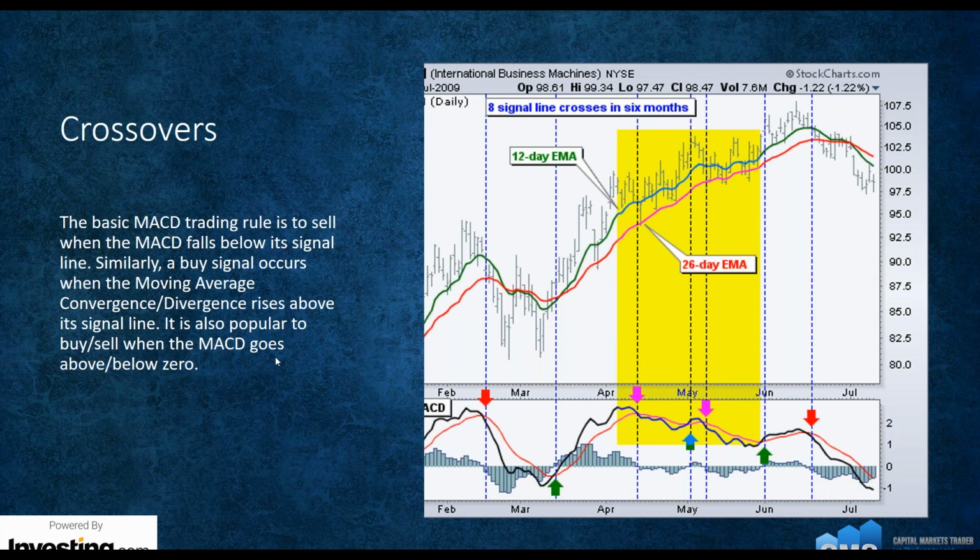So remember, as I explained to you, when they cross over, they're always at zero. But the basic MACD trading rule is to sell when the MACD line, in this case the black line, in our case the blue line, crosses the red signal line. So when the MACD line moves down, falls below the signal line, that means the MACD line is falling below the signal line. It's a sell signal.